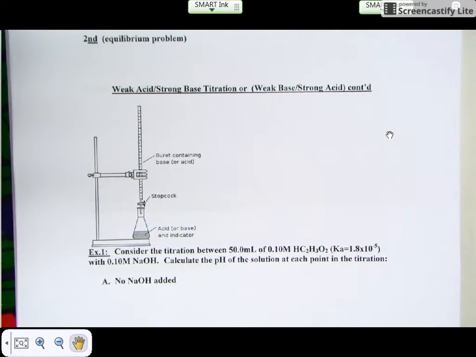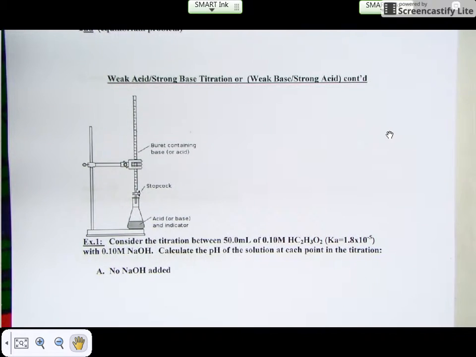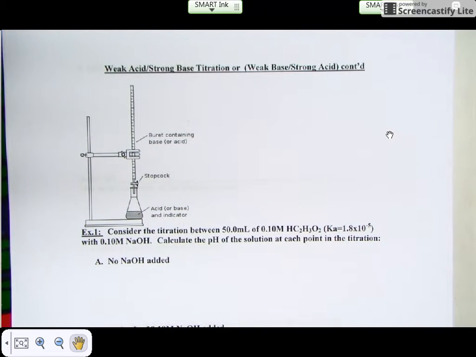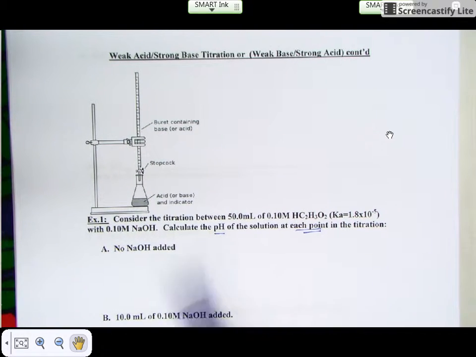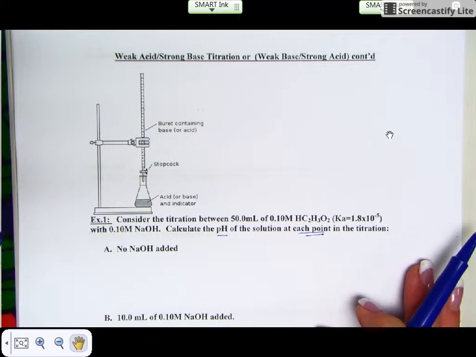this is our first example from our book. It says, consider the titration between 50 milliliters of 0.1 molar acetic acid, and I give you the Ka, being titrated with 0.1 molar sodium hydroxide. It wants us to calculate the pH of the solution at each point in the titration.